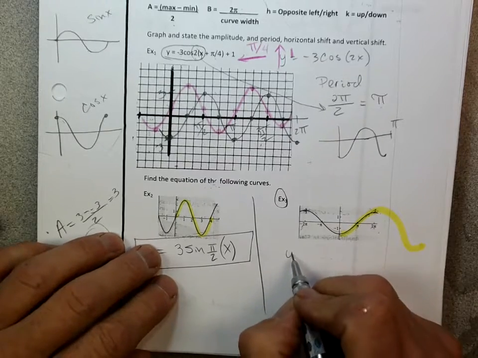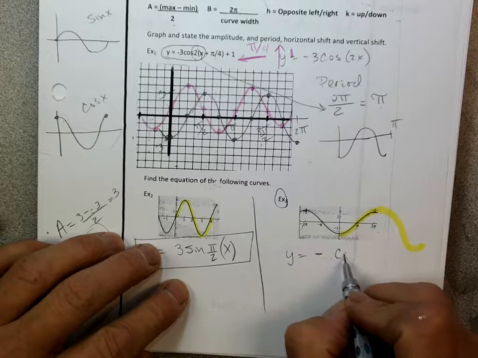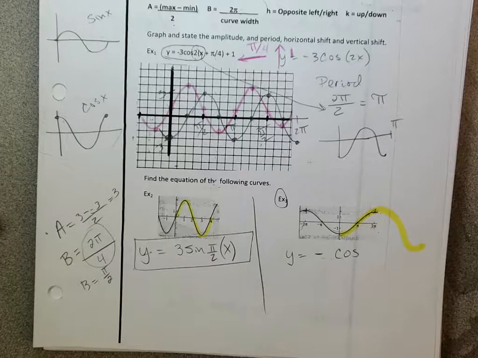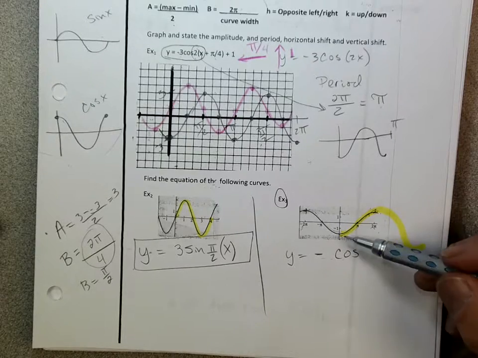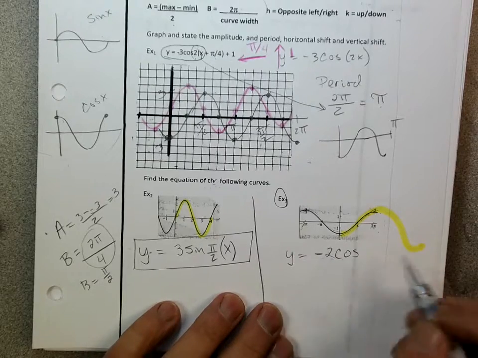So let's go y equals, and let's call it a negative cosine. Now a little space there because I need an amplitude, okay? Great. Amplitude. Okay, what do you think the amplitude is? 2, everybody agree? It goes down to 2, goes up to 2, so we'll put a 2 here, okay?